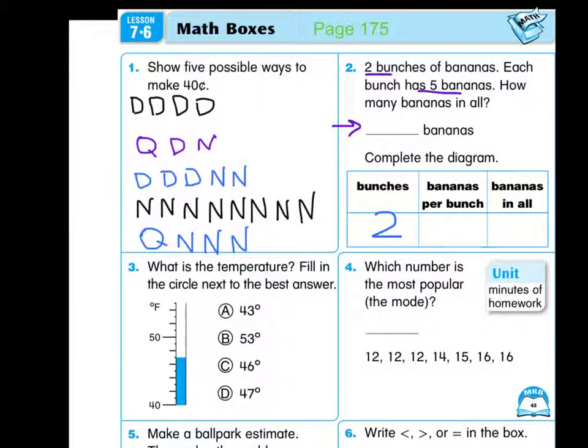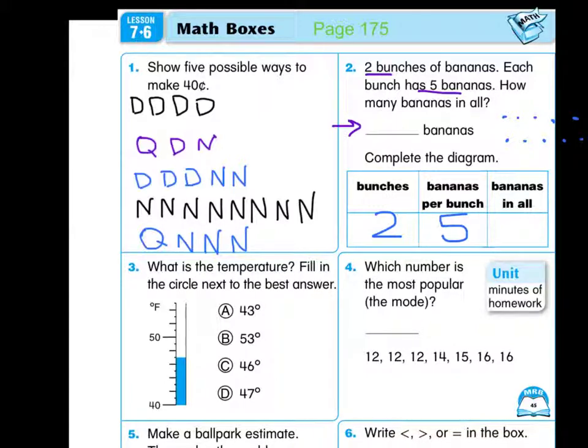How many bananas per bunch? You should be filling this in with me now. How many bananas per bunch? Well, the story says each bunch has 5 bananas. So how many would that be in all? You have probably learned to make an array to help you solve this problem. So I could make an array in some space I have here, 2 bunches and 5 on each bunch. So I can make an array that has 2 rows and 5 in each row.